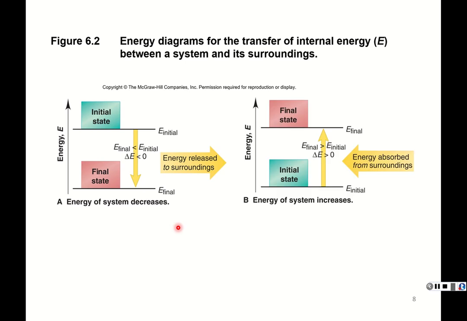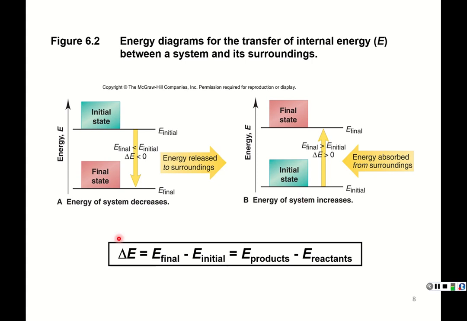Okay. Right, in the other case where you could have the initial state of our system be lower in energy than the final state, therefore you have to be increasing in energy. That system, the delta E of the system, is going to be a positive value. That energy has to be coming from somewhere, right? And that's energy absorbed from the surroundings.